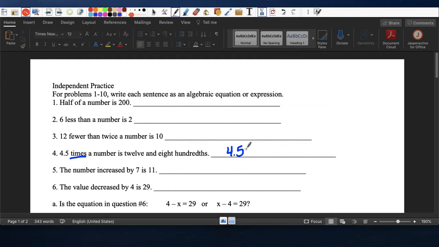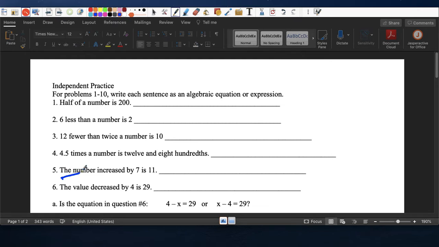Number 4. 4.5 times, multiply, a number, let's call it x, is 12 and 800s. That's a little bit difficult. So it could be 12, and that really means 0.08 and 800s. Okay, so if you don't get that one, we didn't go over it, so it's okay.